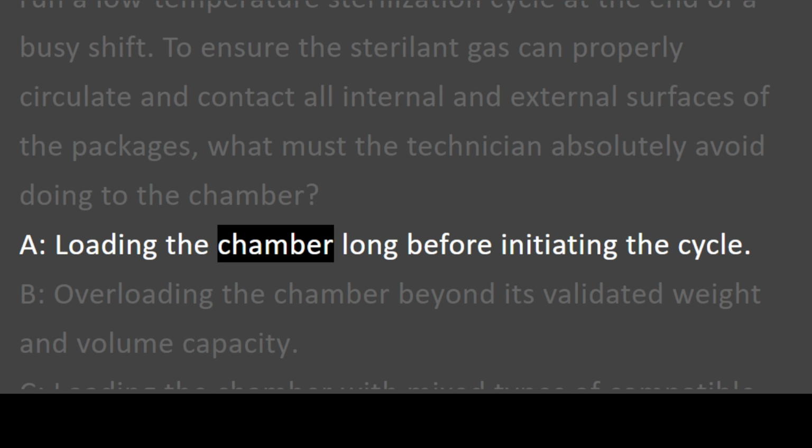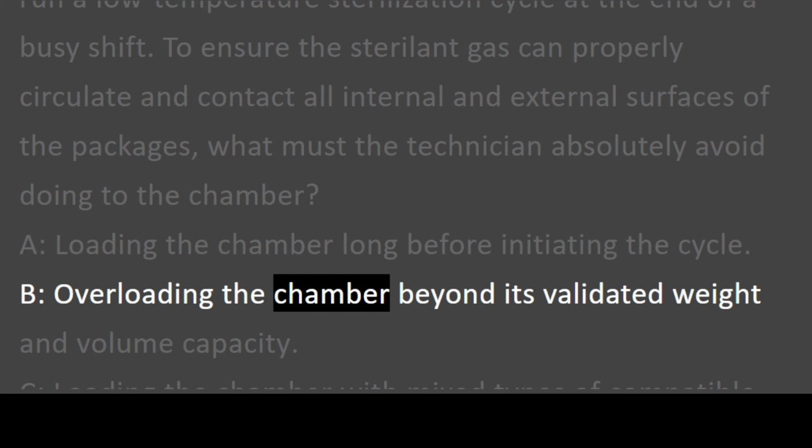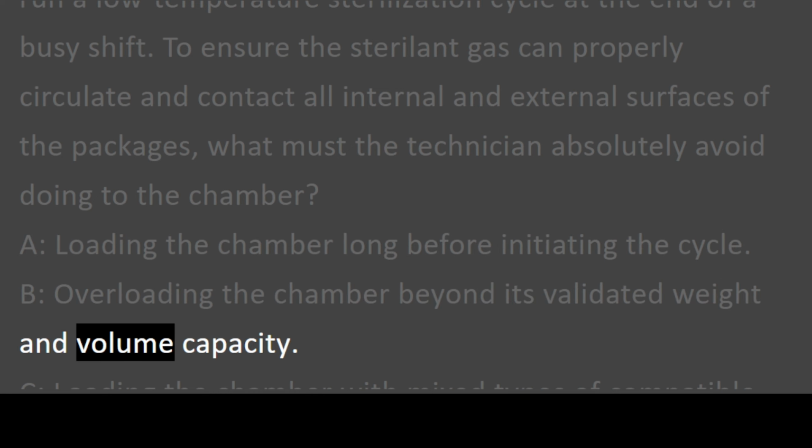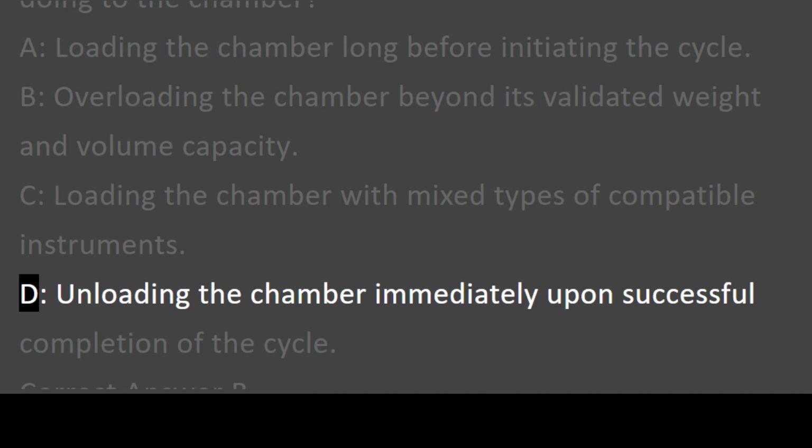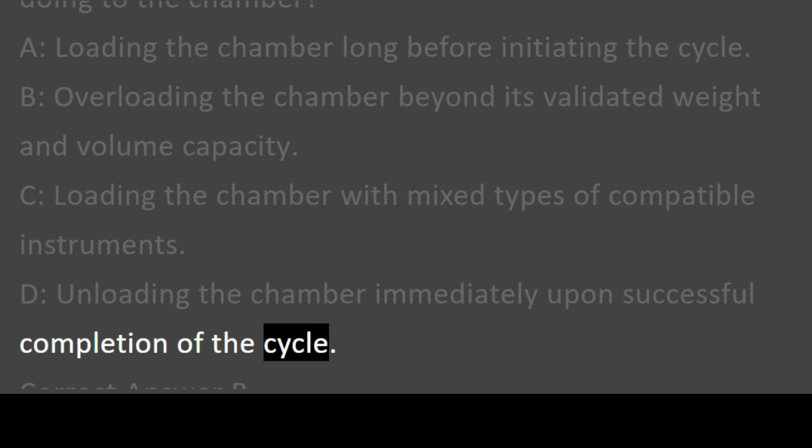A. Loading the chamber long before initiating the cycle. B. Overloading the chamber beyond its validated weight and volume capacity. C. Loading the chamber with mixed types of compatible instruments. D. Unloading the chamber immediately upon successful completion of the cycle.